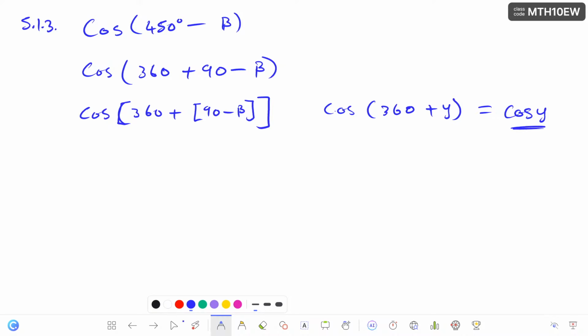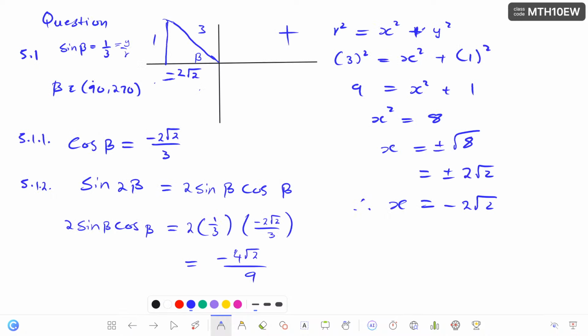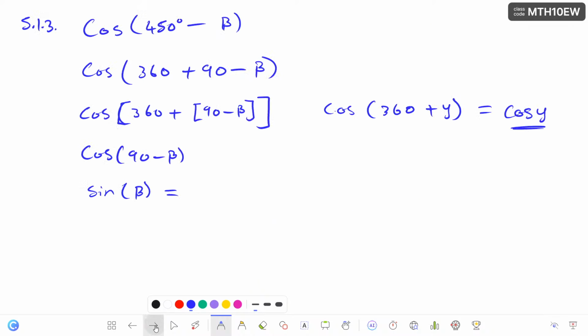So this is the same thing as cos of 90 minus beta. And this is a cofunction, so it's sine beta. And sine beta we're given here. You can also interpret it if you want: it's opposite over hypotenuse, which is 1 over 3. So they are going to give you 3 marks for this.